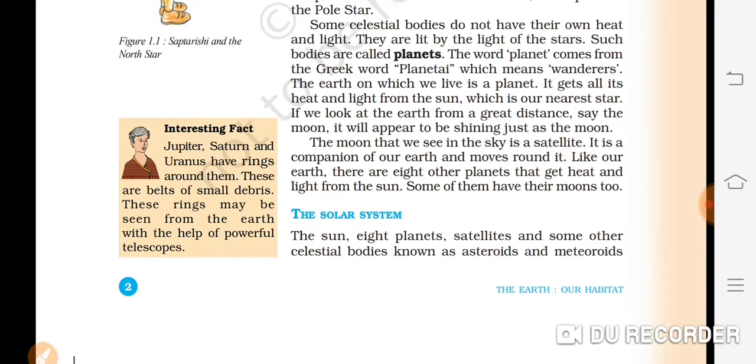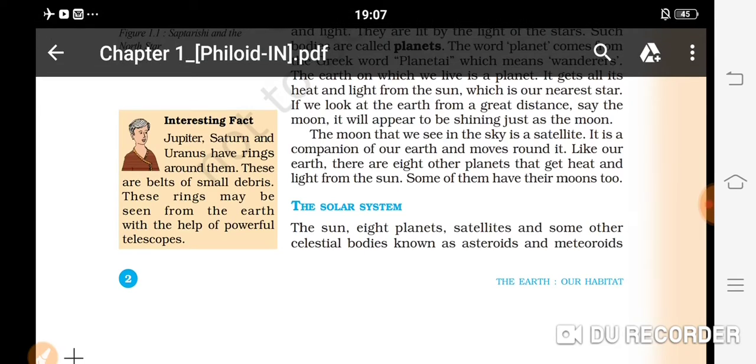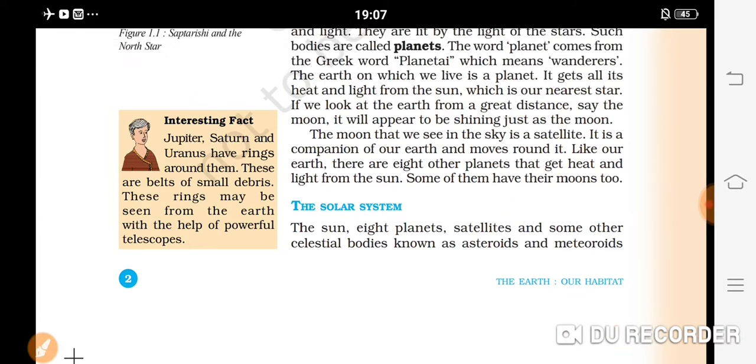The earth on which we live is a planet. It gets all its heat and light from the sun, which is our nearest star. If we took a look at the earth from a great distance, say from the moon, it would appear to be shining just like the moon. So the moon that we see in the sky is actually a satellite, not a planet. So complete the next question. What is a satellite? Your moon is a satellite.